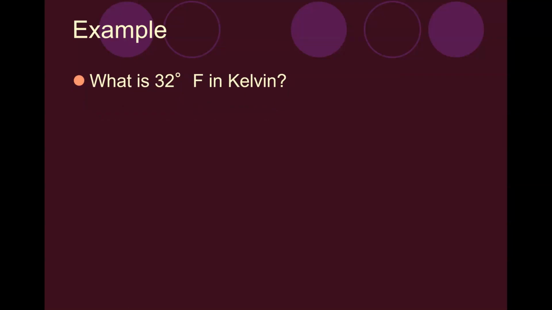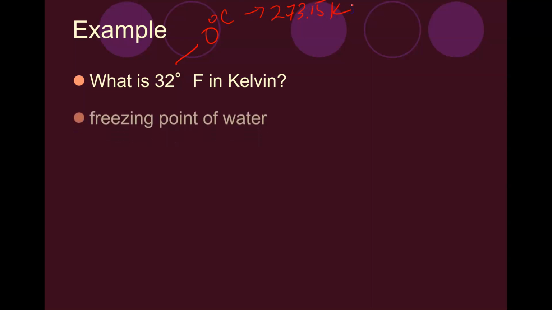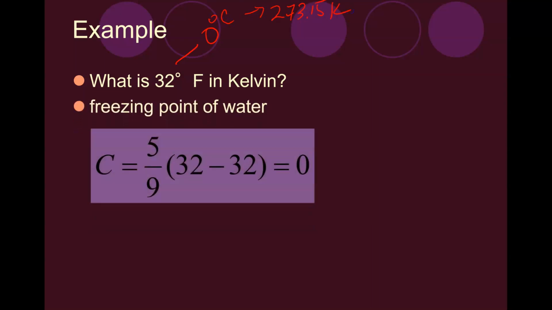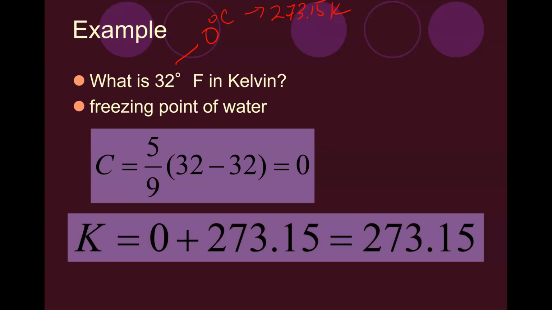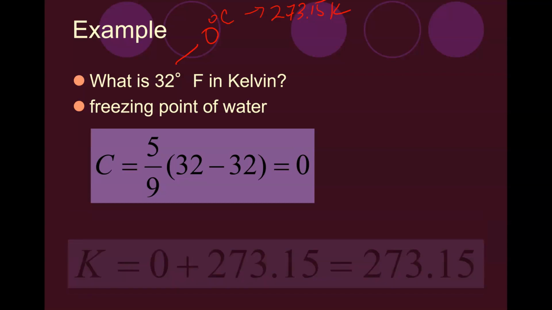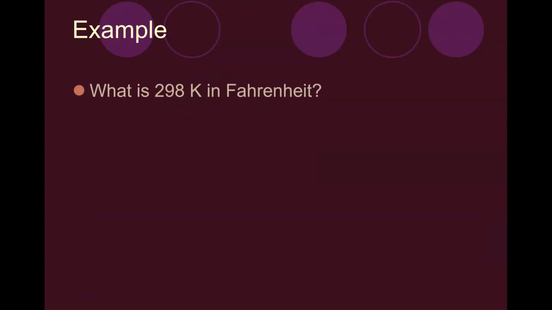So let's look at how to convert. What is 32 degrees Fahrenheit in Kelvin? Well, we know that's 0 degrees Celsius, which is 273.15. But how did I get that? We go from Fahrenheit to Celsius, and then from Celsius to Kelvin, which is basically what we did up there.